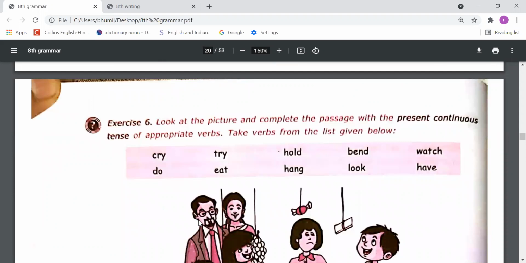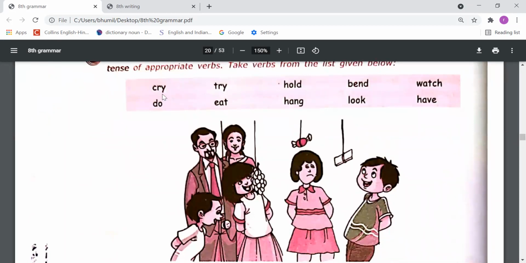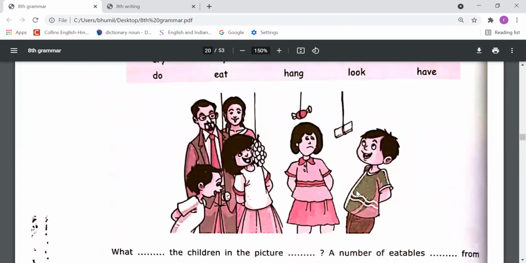Look at the picture and complete the passage with the present continuous tense of appropriate verbs. Take verbs from the list given below. So dear students, some verbs are written here and you need to see the action, according to the picture, which actions are going on. Read the verbs first: cry, try, hold, bend, watch, do, eat, hang, look, have. So you need to use all these verbs in these fill-ups, right?